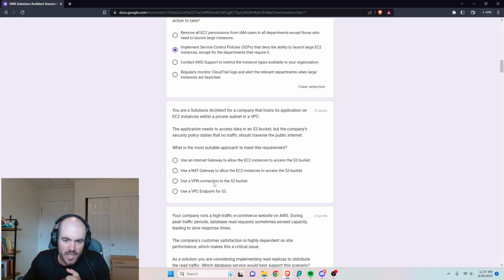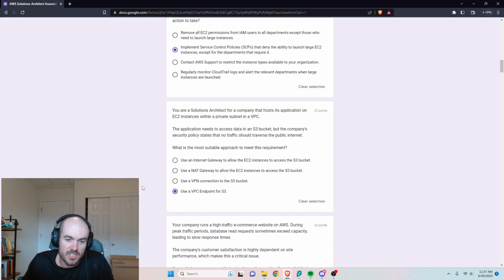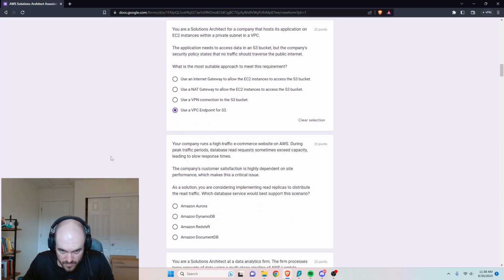Use a VPN connection to the S3 bucket. Yeah, not necessarily. So VPN connections are meant more for network connectivity and not necessarily connecting to a bucket specifically. And then use a VPC endpoint for S3. That actually sounds good. We could use a gateway endpoint, which again, those are meant for S3 and DynamoDB exclusively. So I'm going to go ahead and actually select that and move on.